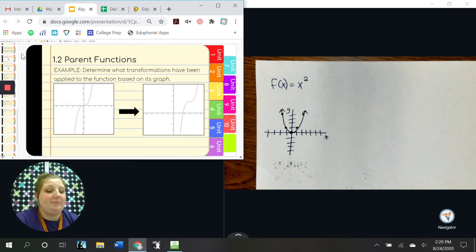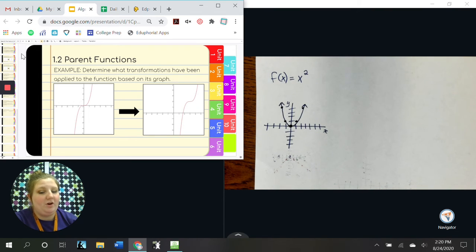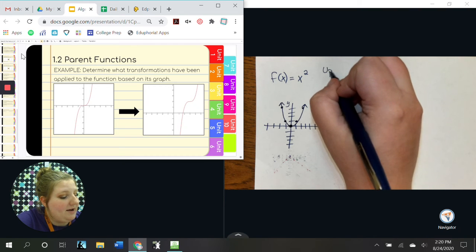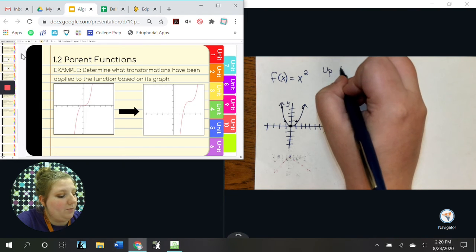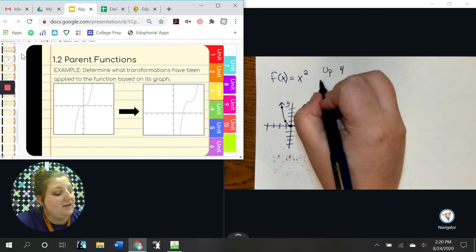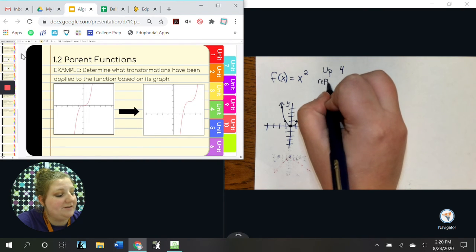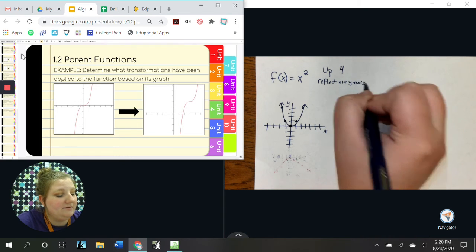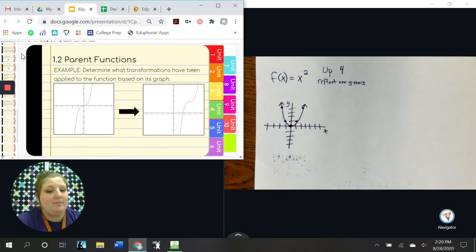Now for our transformations, we are going to move it up 4, and then we're going to reflect over the y-axis. And let's stop there. I'm not going to give you too many all at once. That would be a lot. So we're going to move up 4 and then reflect over the y-axis.